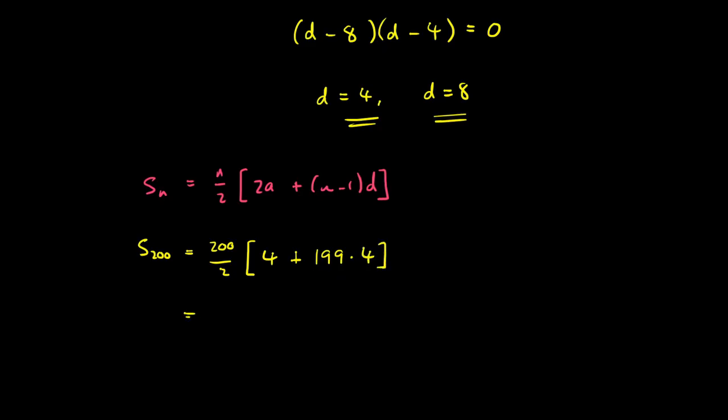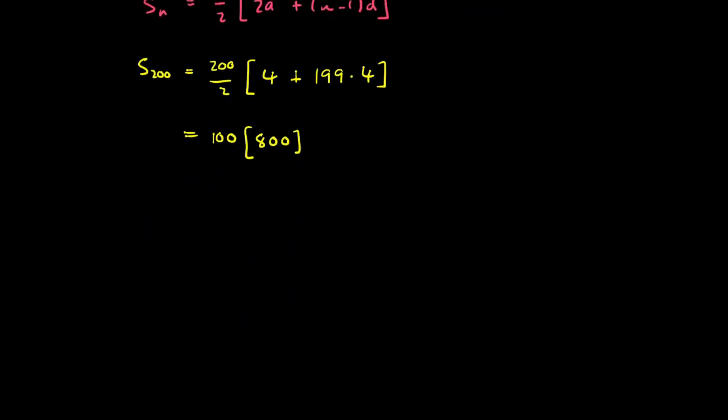Well, I mean, 200 divided by 2 is 100, and I've got 199 lots of 4, plus another lot of 4. So I'd be crazy to multiply it out and then add 4, right? I've got to realize this is 200 lots of 4, and 200 lots of 4 is 800. So I've got 100 times by 800, and that's going to be 80,000. Okay, so the sum of the first 200 terms there is 80,000.